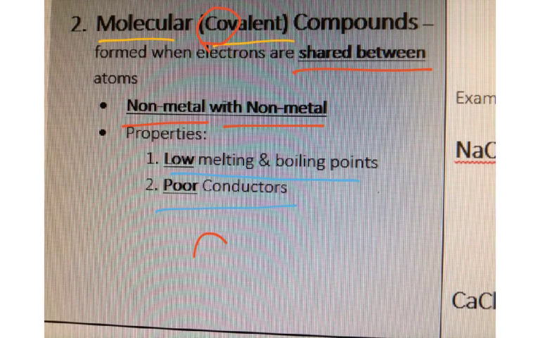So if I were looking at an example of CO2, to identify whether it's ionic or covalent, I'm going to look at the first element. So I'm going to look at C. Is it a metal or a nonmetal? In this case, C is a nonmetal because it's to the right of that staircase, so therefore it would be a covalent compound. If it was a metal, it would be an ionic compound.